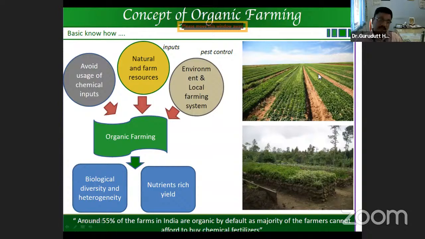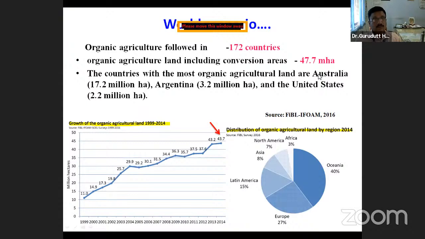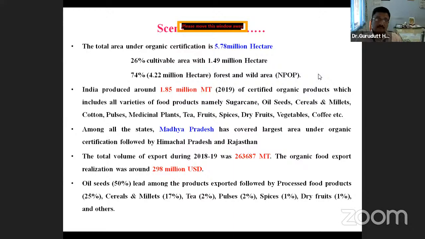And recent statistics say that around 55% of the farms in India are organic by default, as the majority of farmers cannot afford chemical fertilizers. So, just coming to the world scenario, organic agriculture is followed in 172 countries, and organic agriculture land, including conservation areas, is 47.7 million hectares. The countries with the most organic agriculture land are Australia, Argentina, and the United States. And India is also competing to produce and practice more and more organic agriculture.